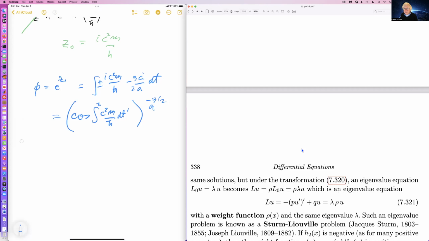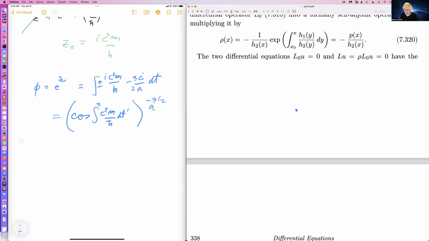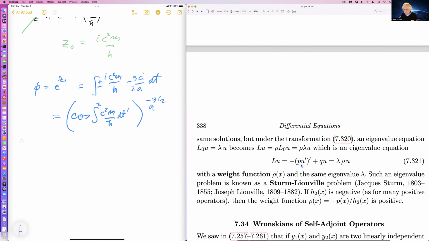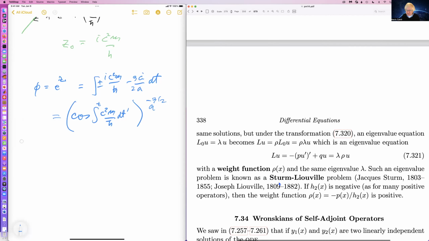It now becomes, you see, now LU is PU prime prime plus QU. This is then not lambda U, but the whole thing got multiplied by rho, so it's lambda rho U. And this thing then is called a Sturm-Liouville problem. This is an awkward name to pronounce because actually it's Sturm-Liouville, because this is German and that's French.